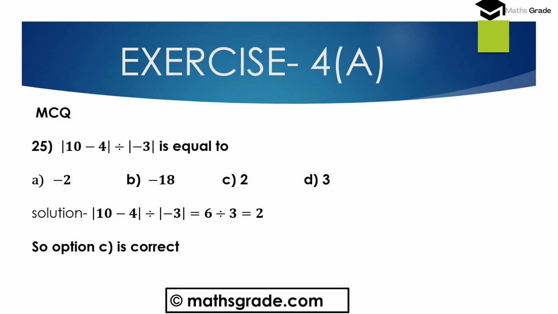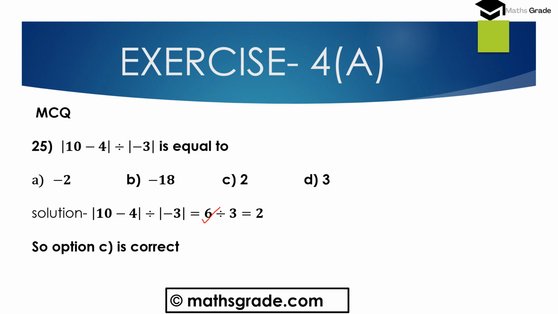Now we solve question number 25, an MCQ question. Question number 25: the absolute value of 10 minus 4, divided by the absolute value of minus 3, is equal to. The options given are A minus 2, option B minus 18, option C 2, and option D 3. We know 10 minus 4 is 6, and the absolute value of 6 is 6.